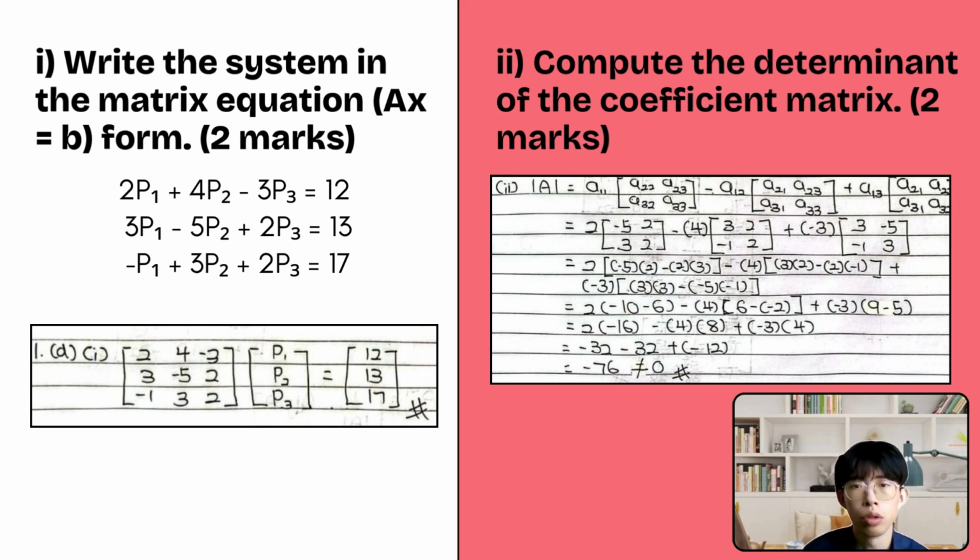The second part, we are required to compute the determinant of the coefficient matrix of A. By using the cofactor expansion along the first row, we obtain that the value of the coefficient matrix is negative 52, which is not the same as 0. That means that it's not a singular matrix.